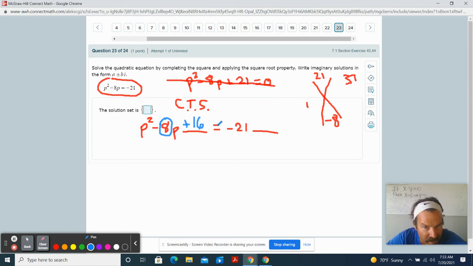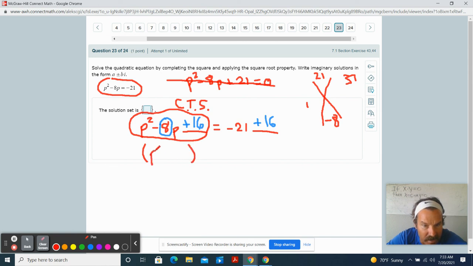Now, if I want to keep the equation true, I can't do something on the left side without doing the exact same thing on the right side. So I'm going to also add 16 to the right-hand side. Okay? Now, what I've in fact done is I've made a perfect square trinomial. This right here can be factored into 2 of the same binomial. I'm not going to write 2 of the same, though. I'm going to write it once.